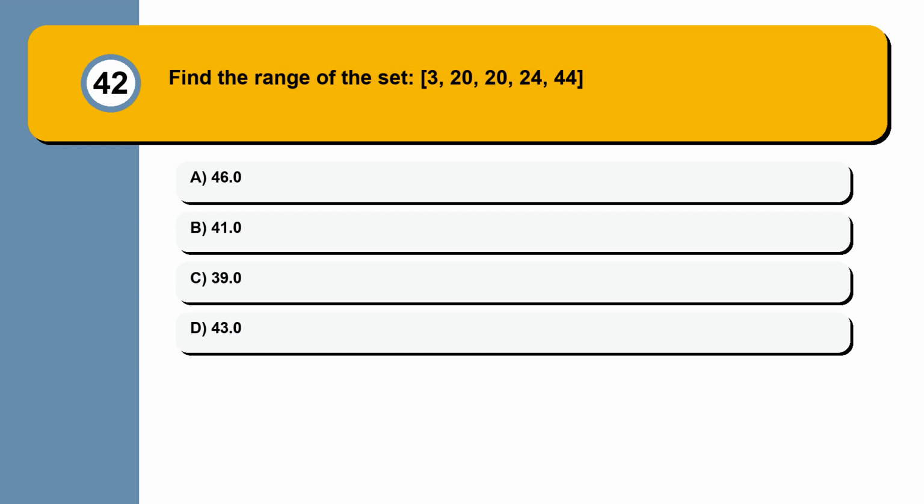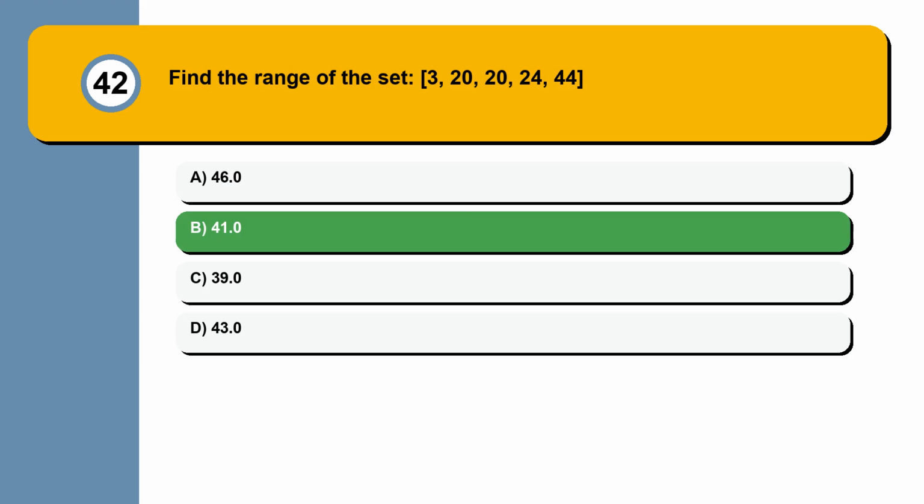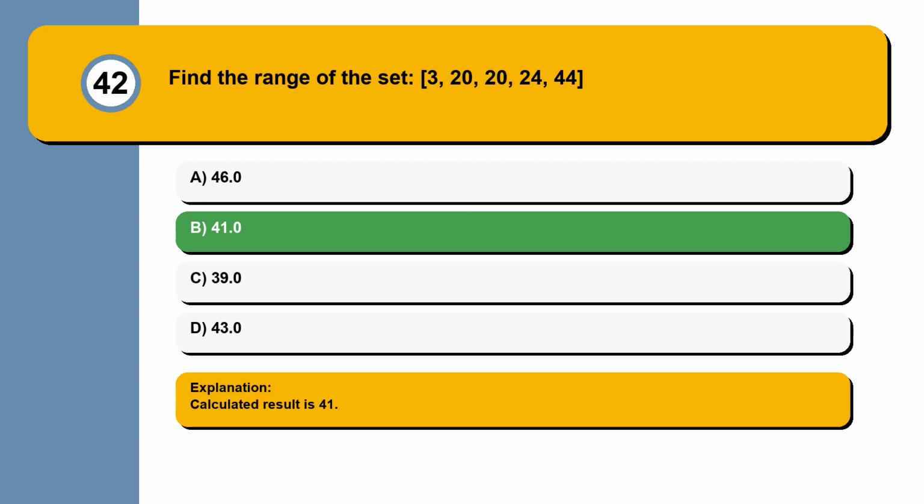Question 42. Find the range of the set 3, 20, 20, 24, 44. 46.0, 41.0, 39.0, 43.0. Calculated result is 41.